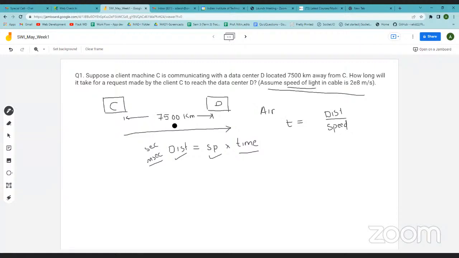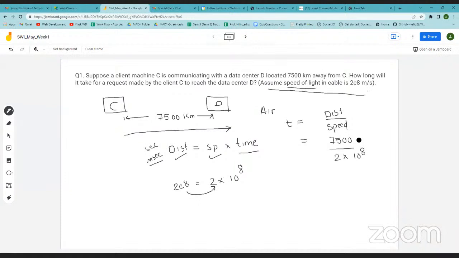So now we know the distance, but the distance given here is in kilometers, 7,500 kilometers, and we know the speed of light is 2e8. So you need to understand this: 2e8 is equal to 2 into 10 to the power 8. This is how you interpret it. But this is meters per second, and this is kilometers.